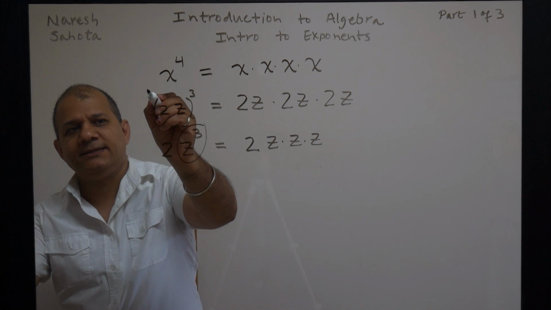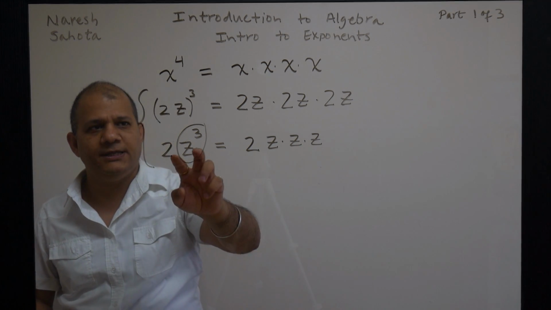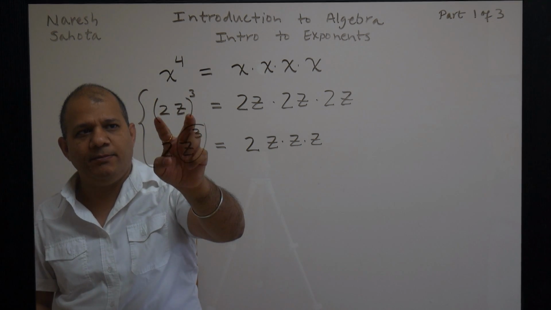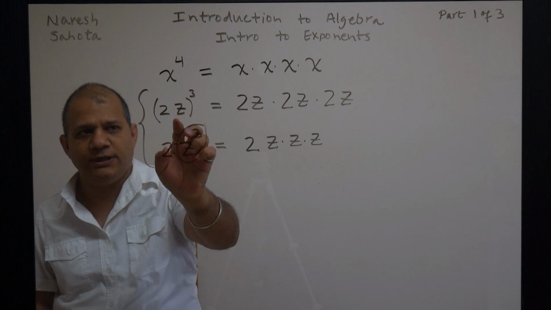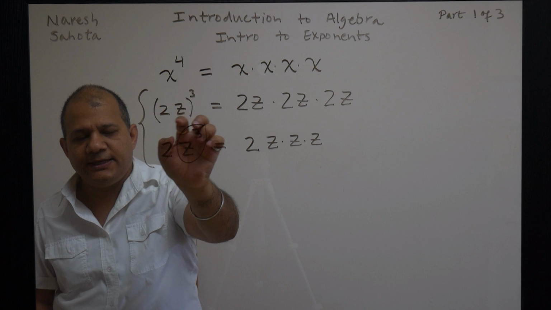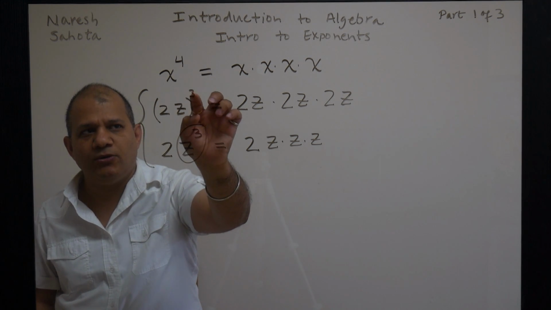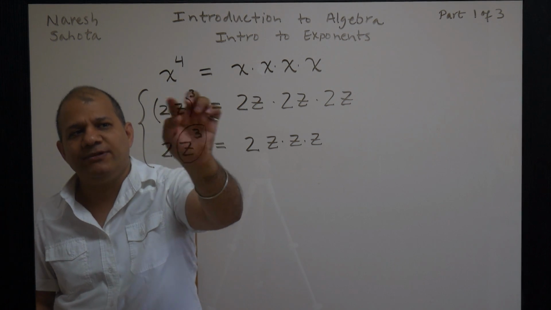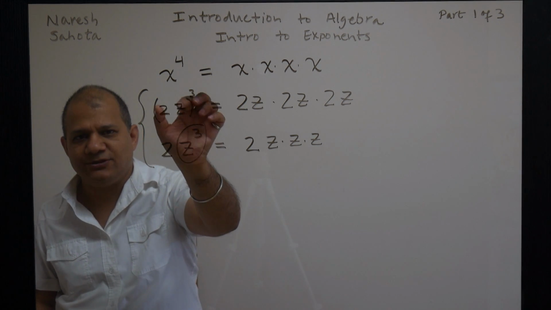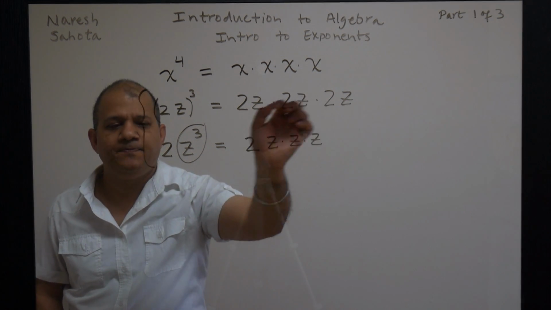So you should make a distinction between these two. What do you learn from here? What you learn is here the base is in brackets. So even though we have 2 bases, the 2 and the z, the whole thing is treated as one single base because it's inside the brackets. And the exponent of 3 applies to everything that's inside the bracket. So our base is 2z. So 2z gets multiplied 3 times, once, twice, and third time.